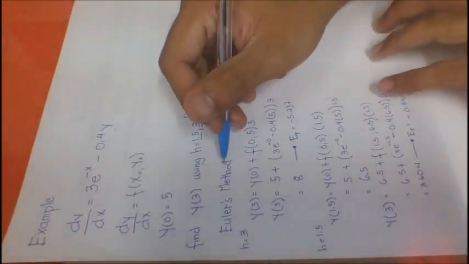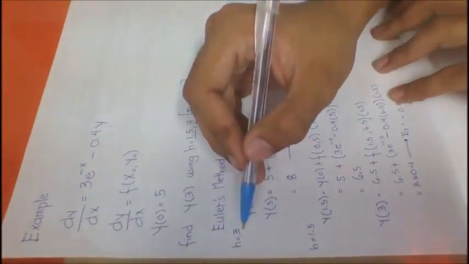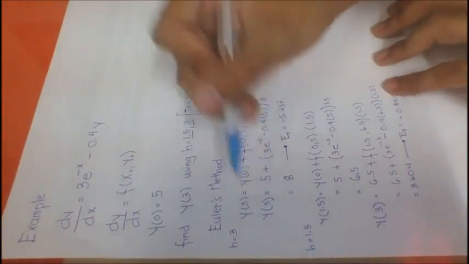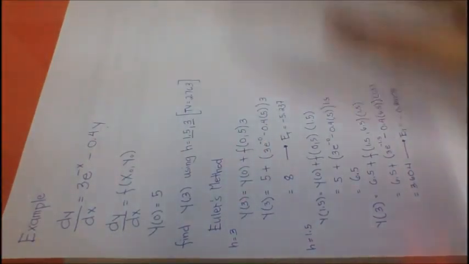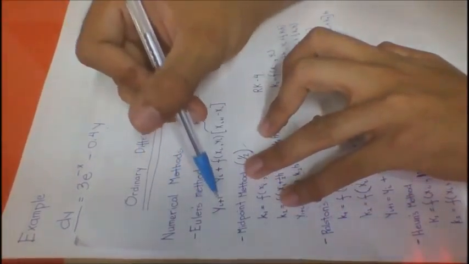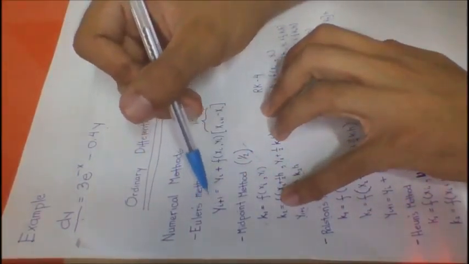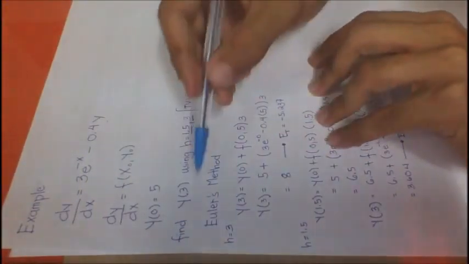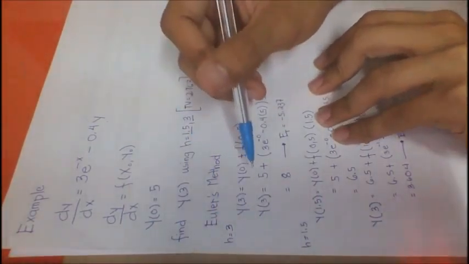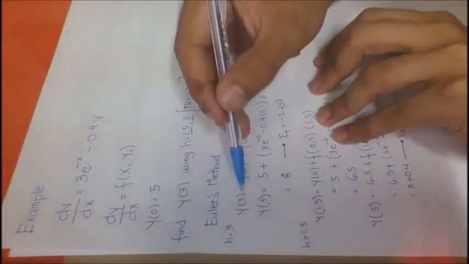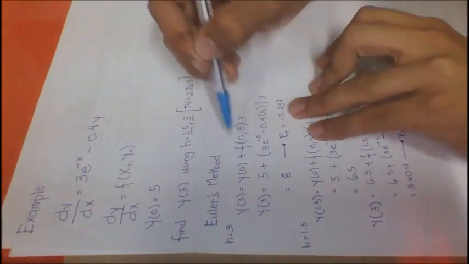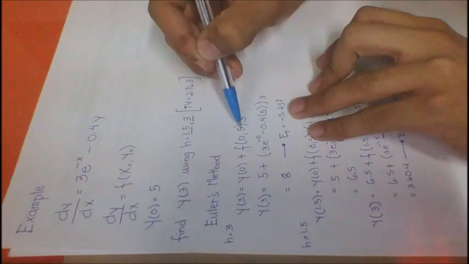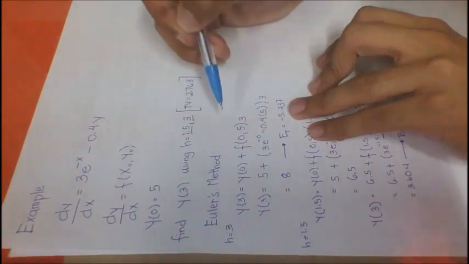So for Euler's method, if we use h equals 3, our y of 3 will be equal to, as you can see on the formula, the next y is equal to the y initial plus f of x initial and y initial multiplied to the step size. So for a step size of 3, we will only be having one equation. So it is y of 3 equals y of 0 plus f of initial x, which is 0, and initial y, which is 5, times the step size, which is 3.